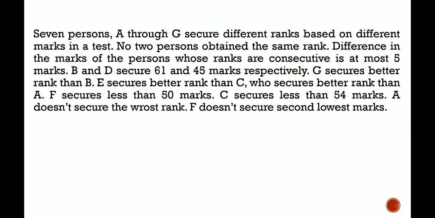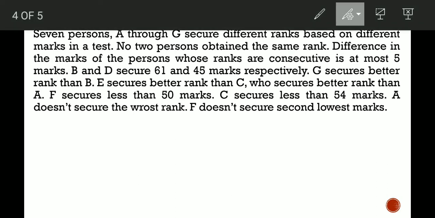Our next question is based on order and ranking. The question says 7 persons A through G secure different ranks based on different marks in a test. No two persons obtain same rank. Difference in the marks of persons whose ranks are consecutive is at most 5 marks. So this is a very important line. Next, it is given that B and D secured 61 and 45 marks respectively. G secures better rank than B.